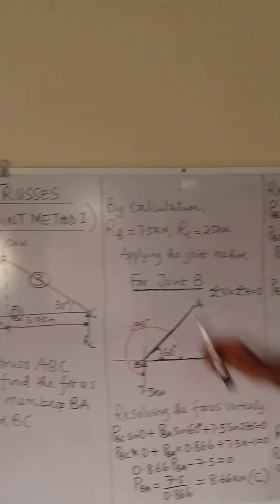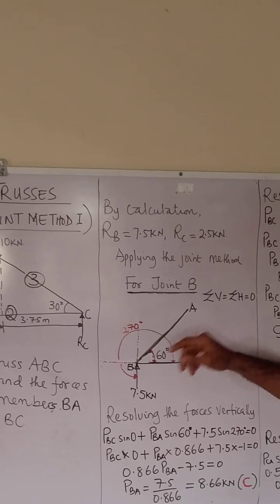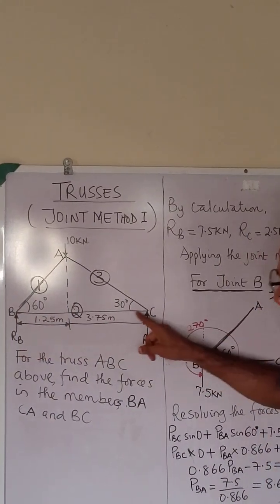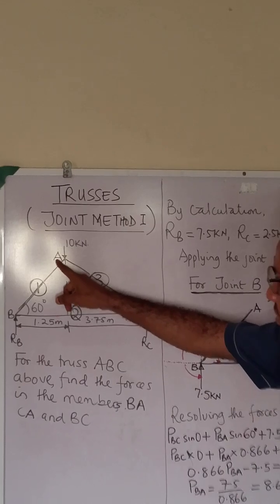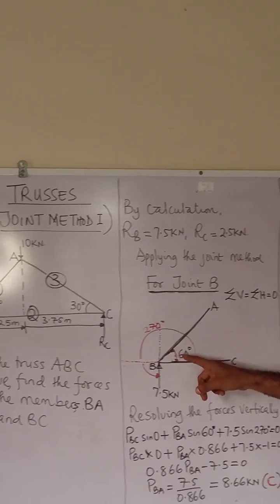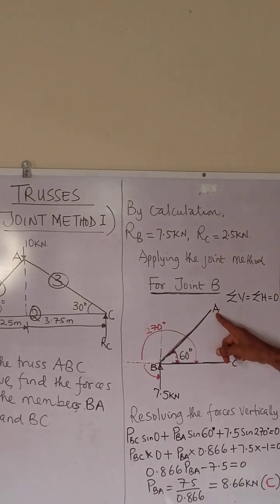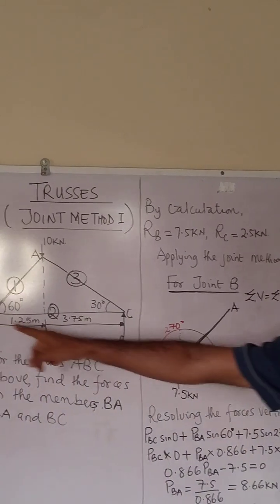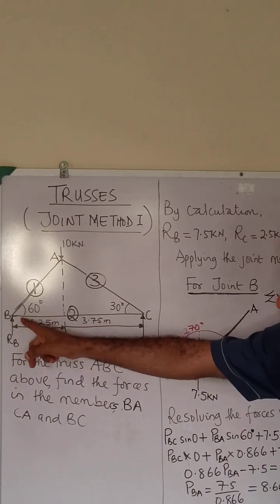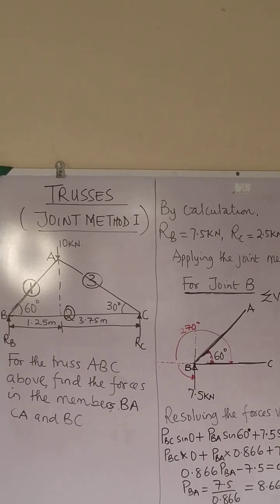For joint B, we want to consider joint B. In joint B, we are going to have A, B, and C, which is what is represented here. This is joint B. We have A here, we have B, and we also have C. And this angle is 60 degrees.